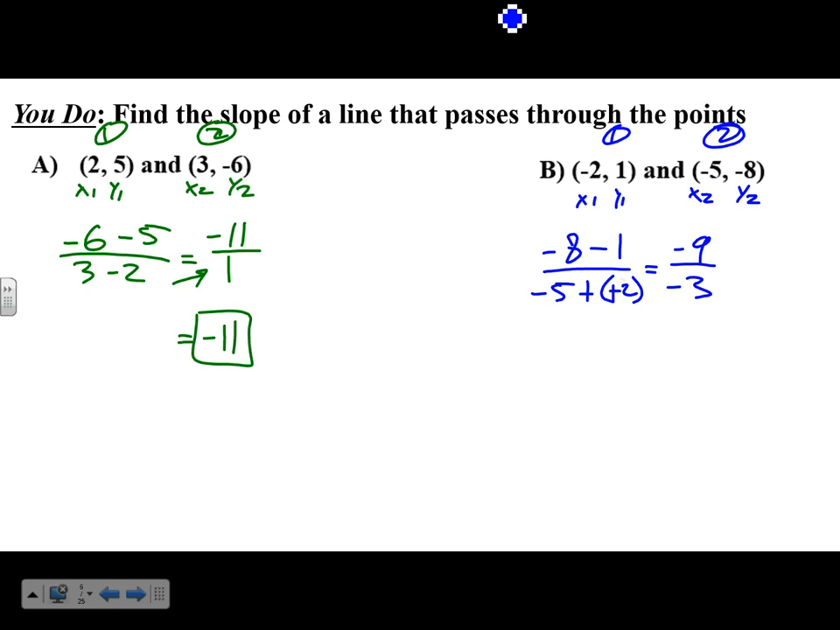But again, you don't have to worry about that. Just type it in how you see it. The negative 9 over negative 3 ends up being positive 3 when you reduce that. I guess you could say negative 3 over negative 1, which would make it positive 3, either way.